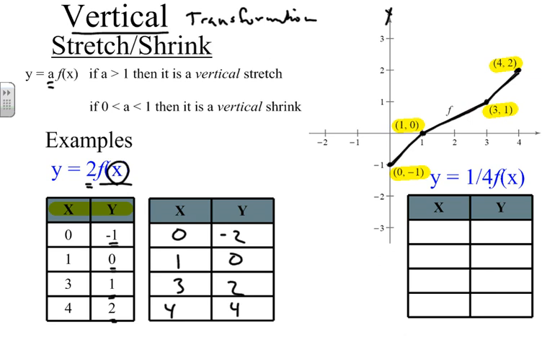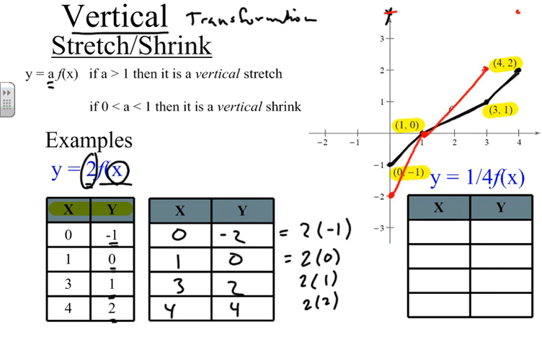So with each one of these, I'm taking the x value that I plug in, and I take my output of that x value. To get this value, I took 2 times my output, -1. Right here, I took 2 times 0, and I got 0, and I took 2 times 1, and I got 2, and this is 2 times 2. From here, we can plot these points: 0, -2, 1, 0, 3, 2, and 4, 4. And I'll put a 4 up here, and we get that.